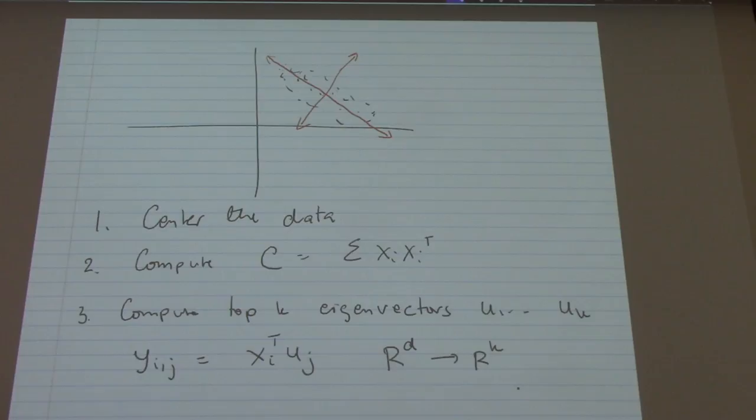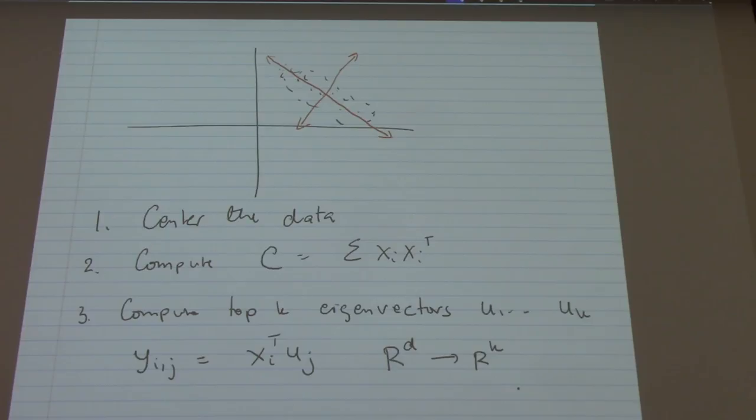Yes? If there was little to no correlation in the data, then yes, you would need k close to d to get something accurate. That's right. So what you're going to look at is: how much of the information in my data X goes along the first dimension, how much goes in the second dimension, how much goes in the third dimension. I'll get to your question in a second.